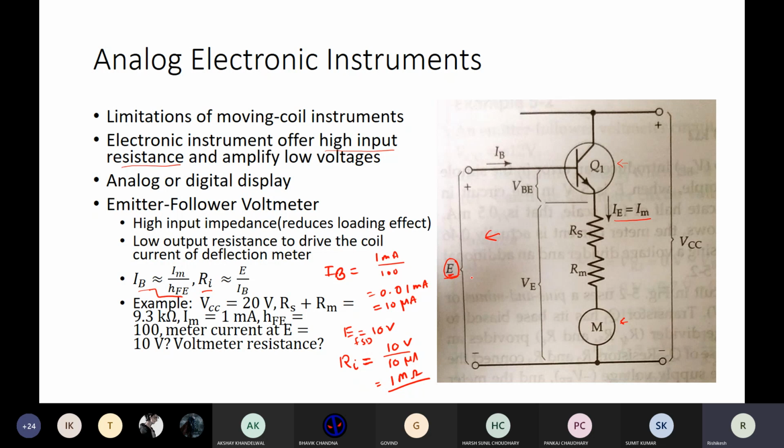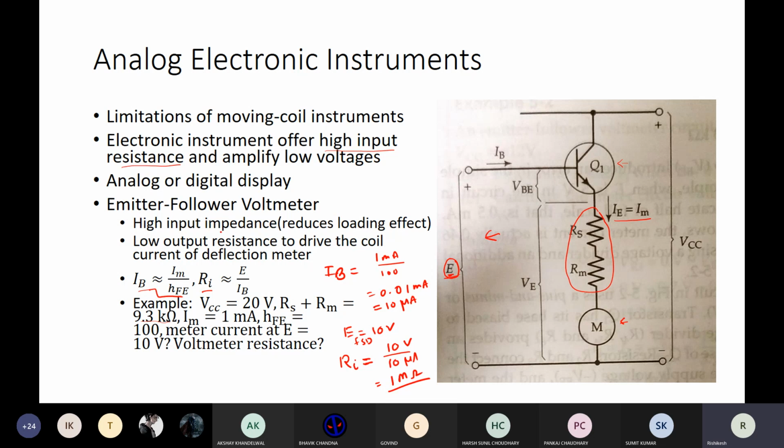If you remember our previous discussion, how much was the input impedance offered by the PMMC instrument based voltmeter? How much was that? It is the series combination of these two, right? And it is only 9.3 kilo ohm. But now with this arrangement, we have achieved an input impedance of 1 mega ohm.